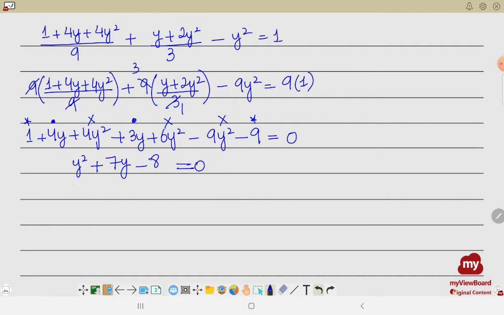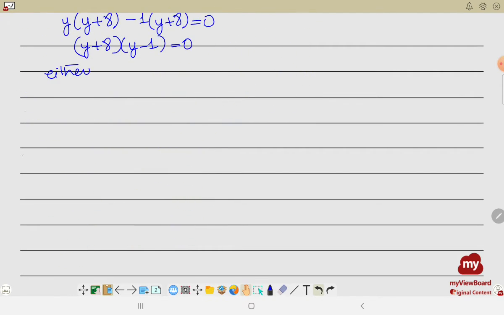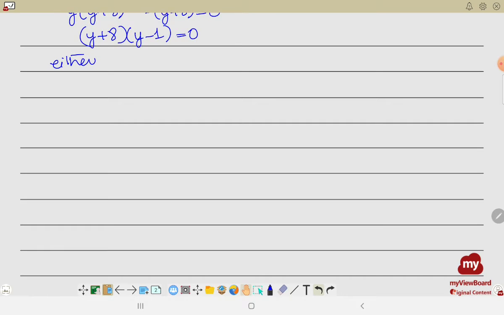Now we are going to break the middle term. The two terms we are going to use are plus 8y minus y minus 8 equals 0. And then y into y plus 8. We'll take minus common, y plus 8. And then we have y plus 8 and y minus 1. So we now got the two factors. We'll equate the two factors one by one equal to 0. So either we can write y plus 8 equals 0, or we can have y minus 1 equals 0. So now we have y equal to minus 8 and y equal to 1.